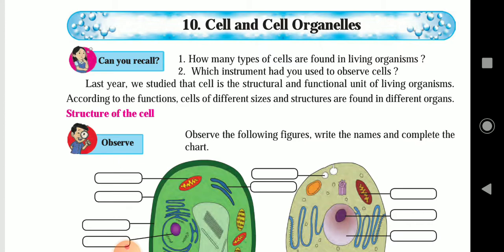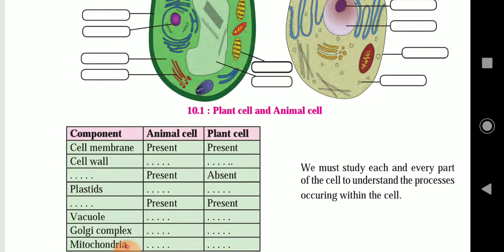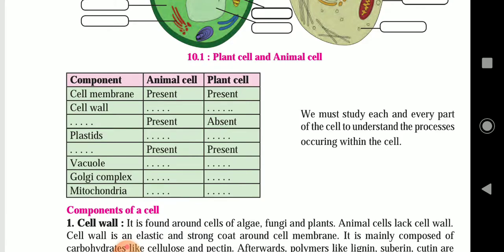So let's begin with the cell and cell organelle. The structure of the cell, as you know, animal cell and the plant cell, the difference between the animal and plant cell, you require to study this difference. So what is the difference? The main difference here is the cell wall. In animal cell, the cell wall is absent, and in plant cell, the cell wall is present.